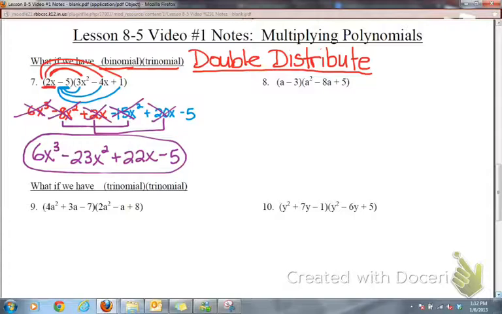Why don't you try pausing the video, try number 8, and then come back and check it. With number 8, we're going to double distribute again. So here I am going with the a here. I'm going to start with this first term, take it times each item in the second parentheses. So a times a squared is a to the third. A times negative 8a is negative 8a squared. A times 5 is 5a, plus 5a.